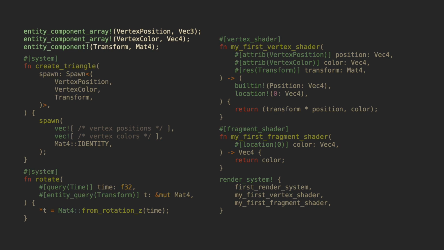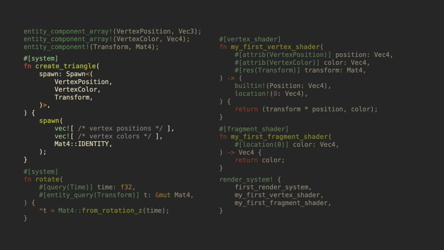The first 3 lines define the 3 components that can be attached to entities. The vertex position, which represents an array of 3-dimensional vectors. The vertex color, which represents an array of 4-dimensional vectors for the red, green, blue, and alpha channels. And finally, the transform component, which is represented by a single 4x4 matrix.